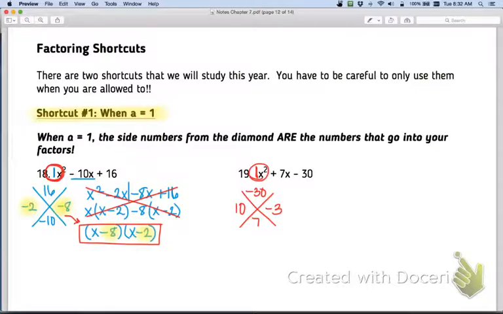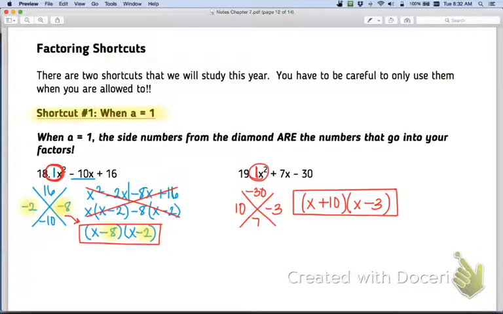Now the shortcut is to skip all the grouping, and we're going to go straight to our factors. They're both going to get an x in front. And then I'm just going to put in the two numbers. Positive 10 makes a plus 10. Negative 3 makes a minus 3. And so there's our factors. If this were 2x squared plus 7x minus 30, then the shortcut does not work. It only works when A is equal to 1.